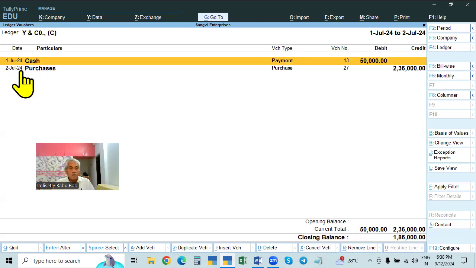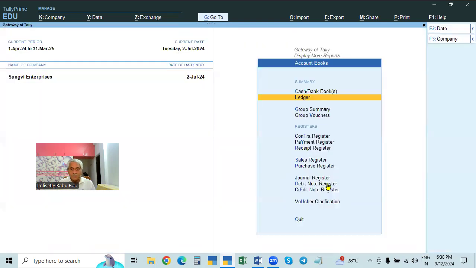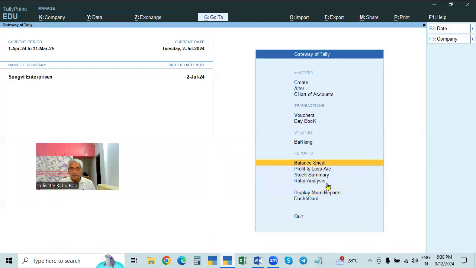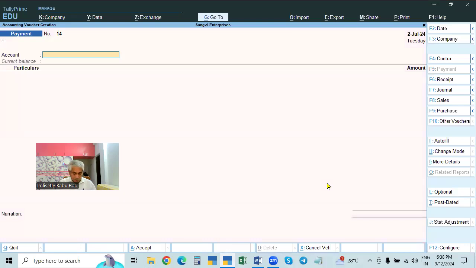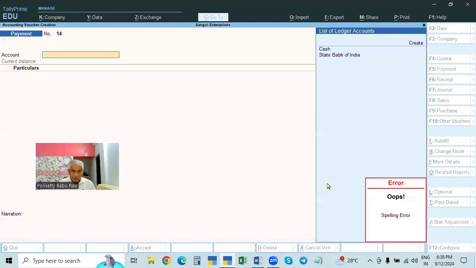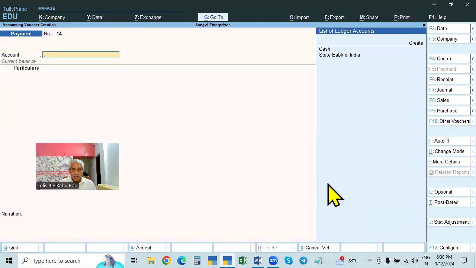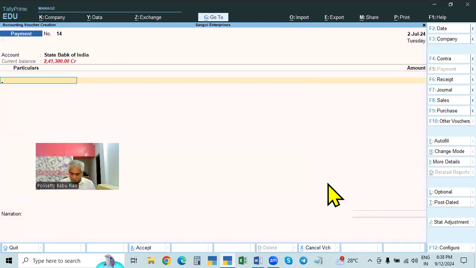For example, on 2nd July, after receiving the goods, we are making payment, for example payment of the total amount or some amount. So on 2nd July, we are making the payment, F5. Whom are we paying? Y. We are paying by cash or State Bank, paying to Y and Co. See, 1,86,000 rupees only is the balance.